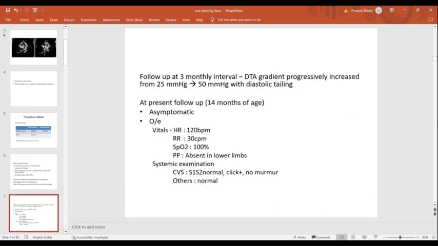So we anticipated that the child might develop coarctation in the future and hence kept the child on close medical follow-up every 3 months. During the follow-up, we noticed that the DTA gradient progressively increased. It was 25 millimeters of mercury to start with, which increased to 50 millimeters of mercury with diastolic tailing. At the current follow-up of 14 months, the child, though asymptomatic, had absent lower limb pulse.